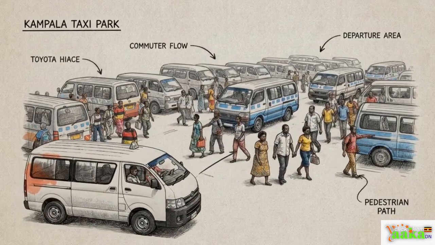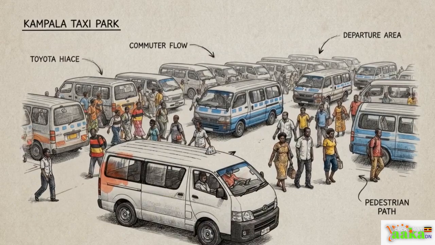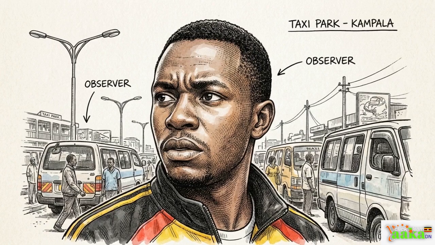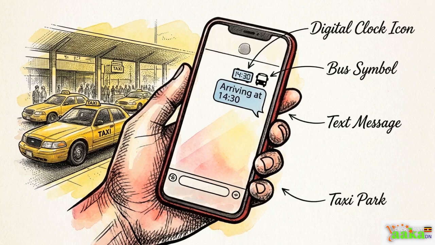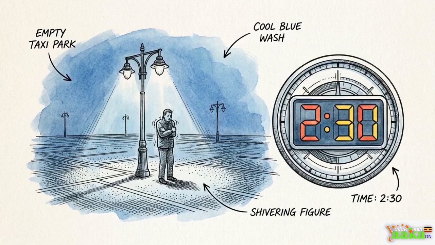Imagine you are standing in a busy Kampala taxi park. Your Senga, your aunt, is traveling across the country to visit, and she is relying on you to pick her up. She sends you a vital update about her journey. The message simply reads, "Arriving at 14:30." But this creates a problem. Does she mean she is getting here in the middle of the afternoon? Or are you supposed to be waiting out in the cold at 2:30 in the morning?